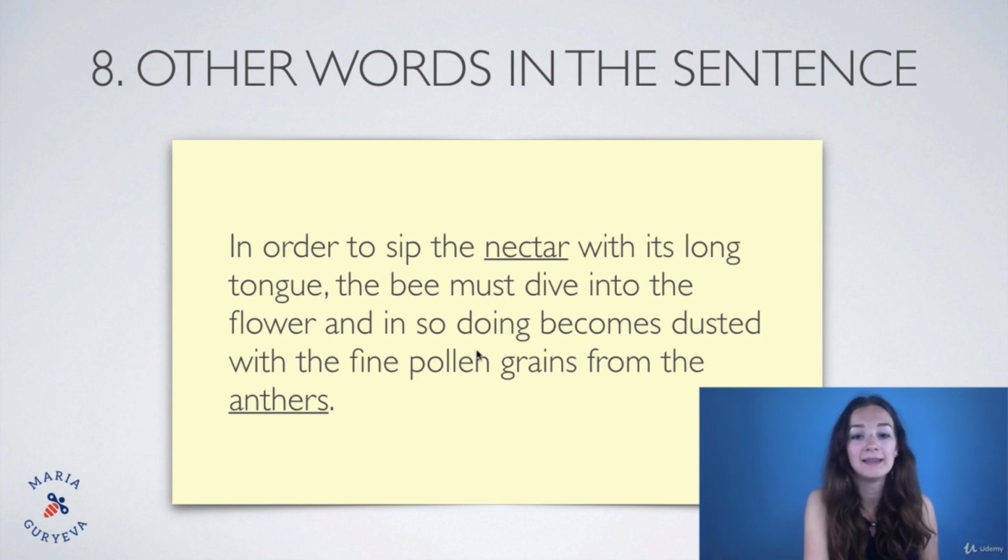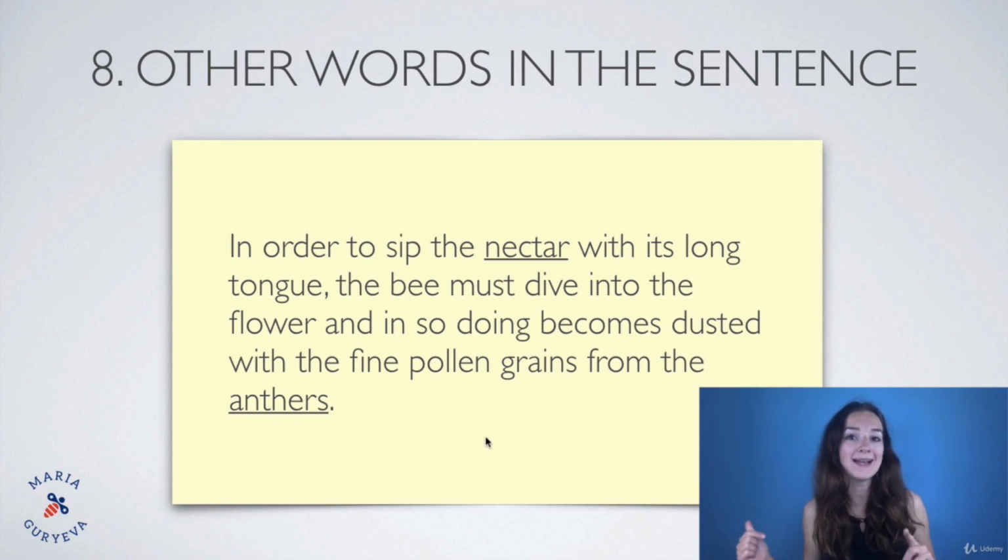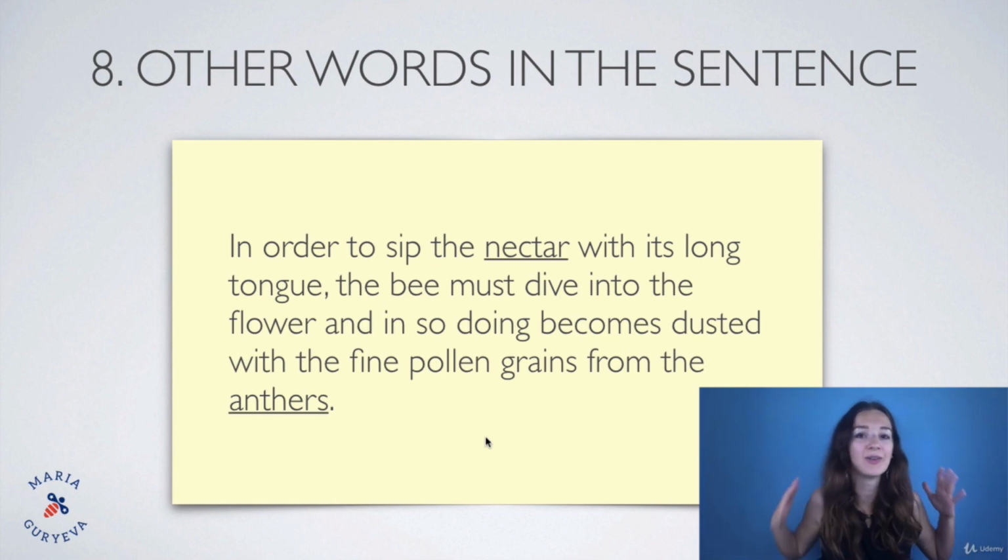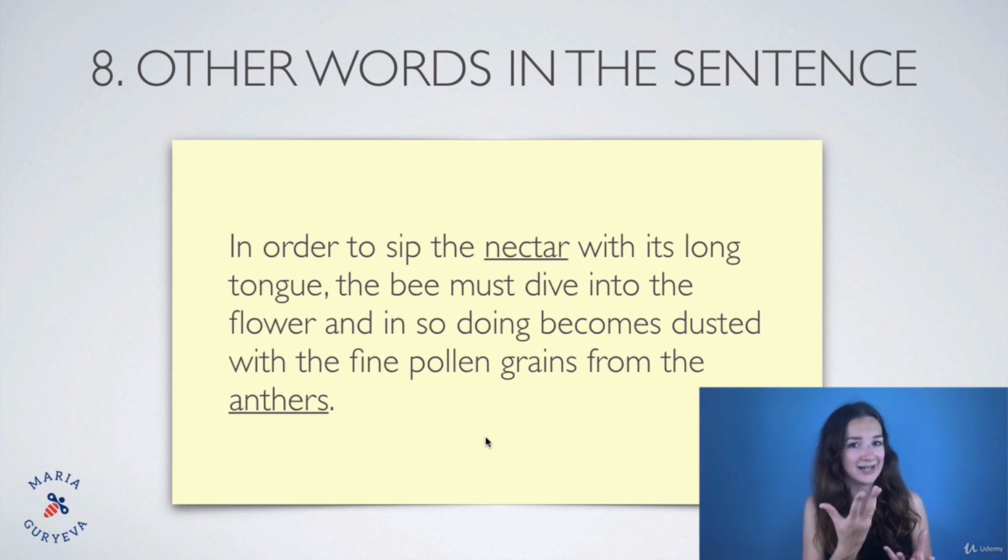Anthers. Now you see here that the bee becomes dusted with the fine pollen grains from the anthers. So you remember from your school lessons that the bee, when it's hanging out in the flower, becomes dusted with something, right? With the dust from the flower. And this dust is what helps the flower grow and the more flowers grow. So now if the dust comes from anthers, now we understand, okay, anthers is that part of the flower, right? That part that produces that dust, which the bee then becomes covered in.